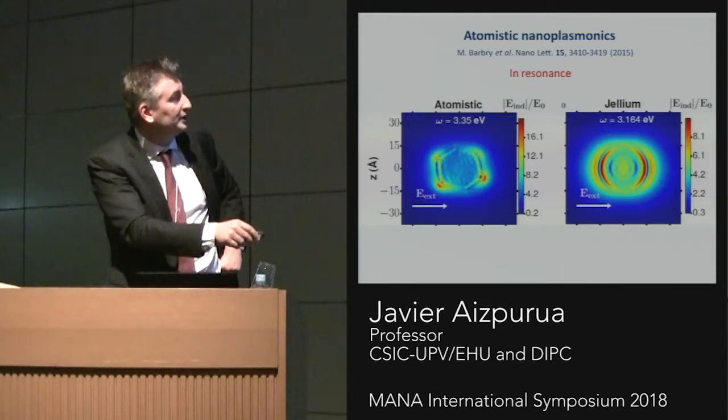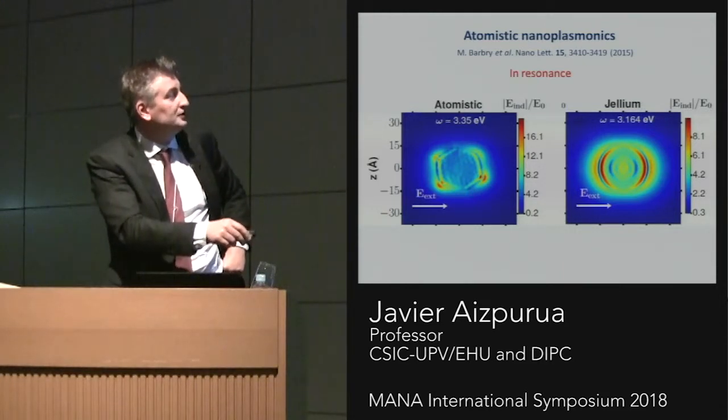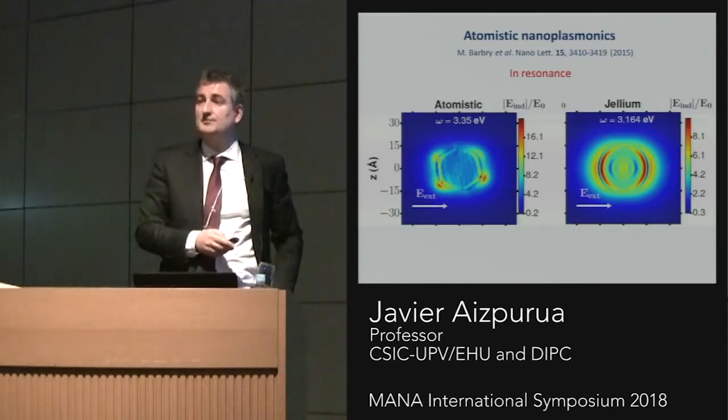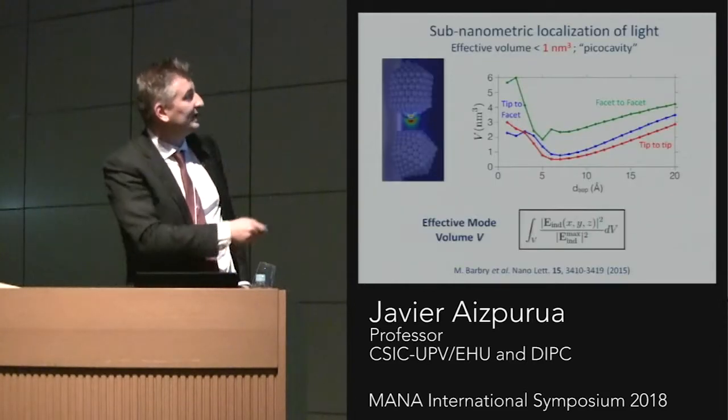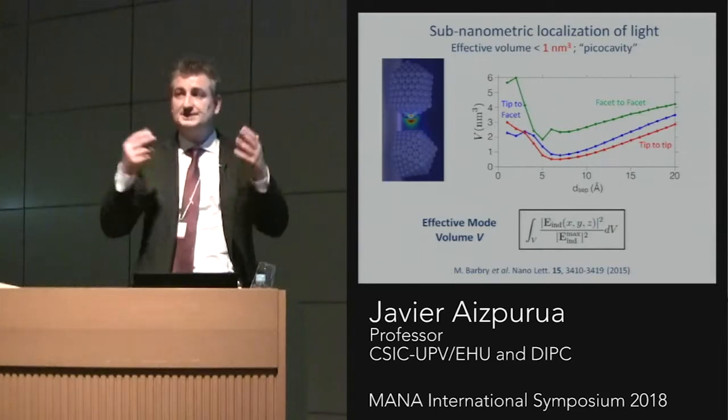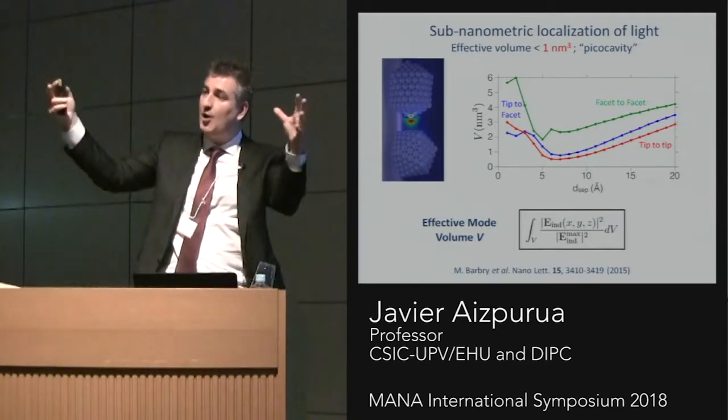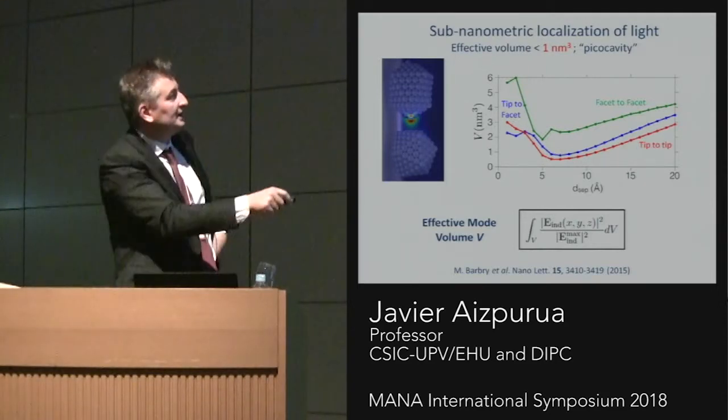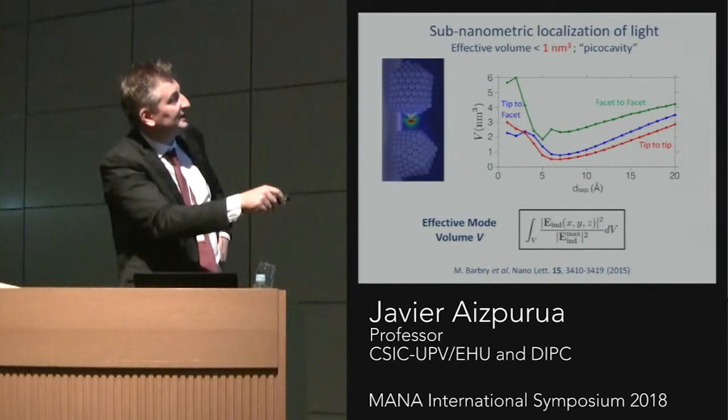Now, if we put our molecule here, this is the most reduced effective mode volume we can have. So now we calculate the effective mode volume. This effective mode volume I have talked about before, how much we can trap light in this kind of cavities.